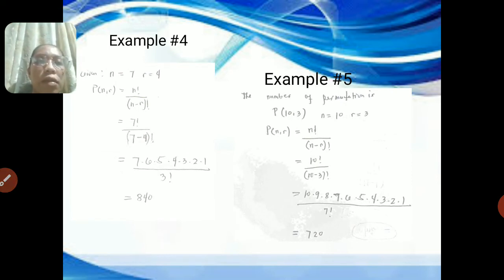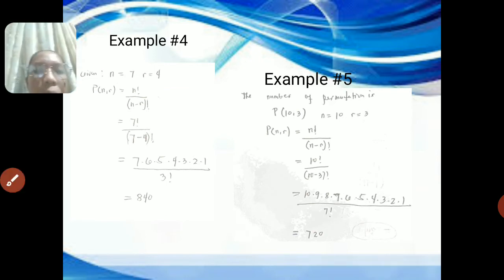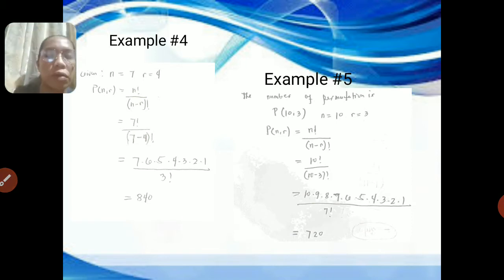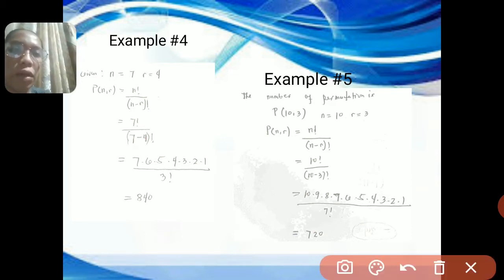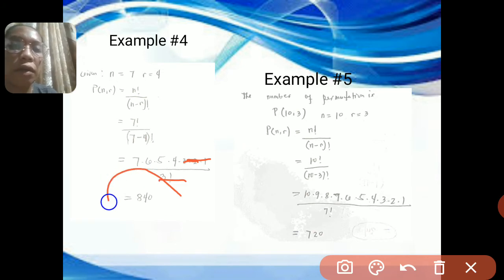Another example, number 4. Given is n equals 7 and the r is 4. So we need to substitute 7 factorial divided by 7 minus 4 factorial. 7 factorial is 7 times 6 times 5 times 4 times 3 times 2 times 1. And the answer of 7 minus 4 factorial is 3 factorial. So we need to cross out the 3 factorial. So what is left is 7 times 6 times 5 times 4. And the answer is 840.